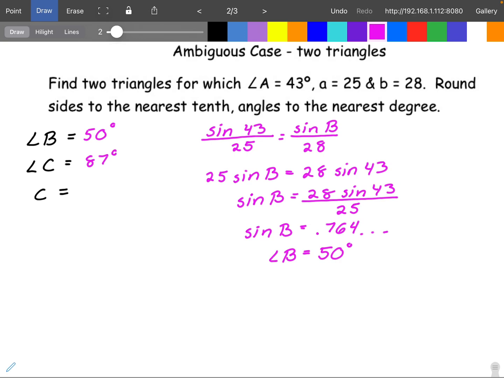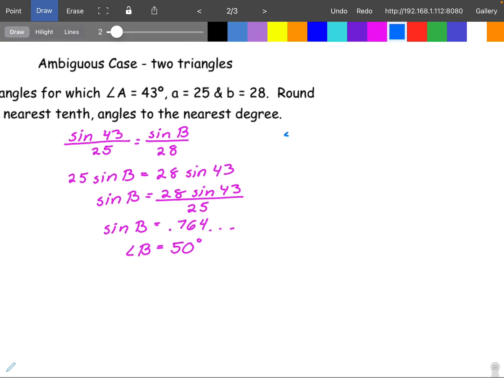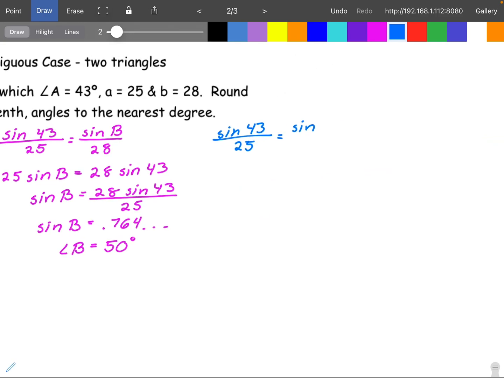Okay, now that we have our missing two angles, we can focus on finding our missing side C. So we're going to stick with the A's again because we were given both of those. So we're going to have sine of 43, angle A, over little a, which is 25. But now we're going to set up the C fraction. Well, we now know angle C because we found it. Angle C was 87 degrees. And then we're going to do divided by little c, which we don't know.